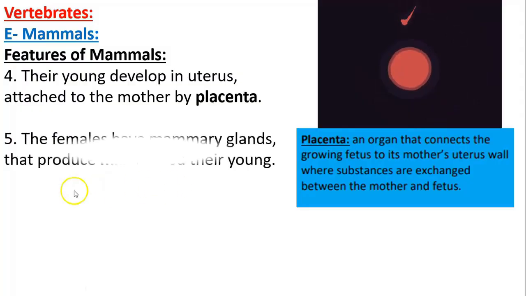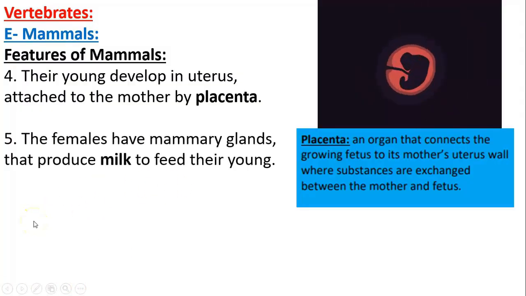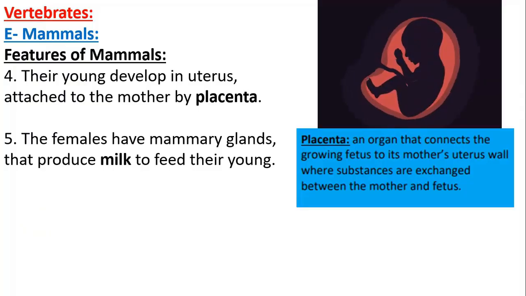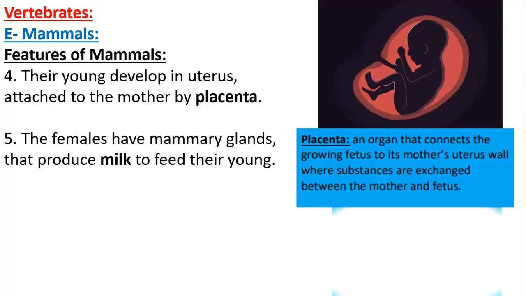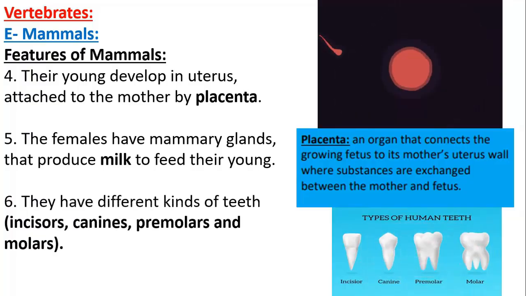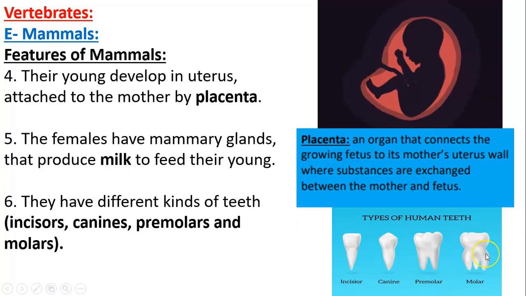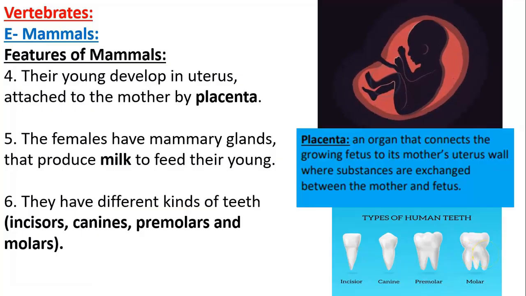Also, the females of mammals have the mammary glands. What are these mammary glands? Actually, these are the glands that produce milk to feed their young. They have different kinds of teeth, as you see here. They have the incisors used for cutting, canines, premolars, and molars. We will learn deeper about teeth in another lesson.